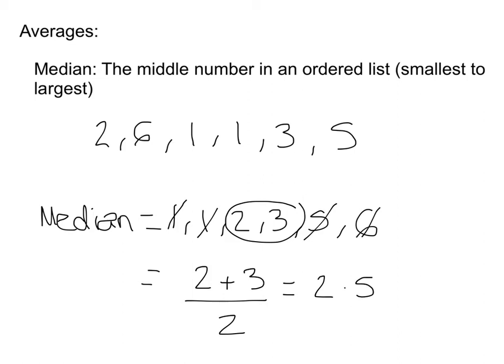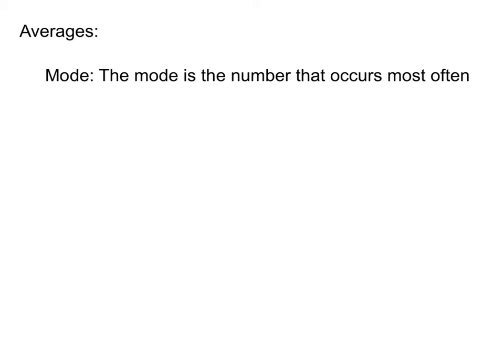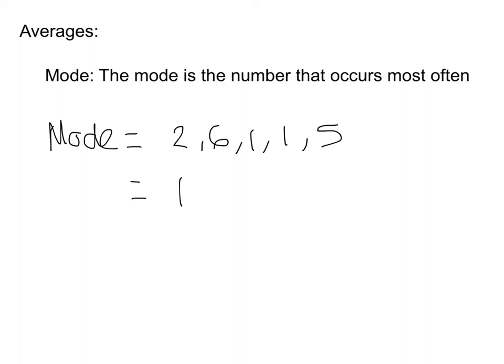So the median is just a middle number in an ordered list. Now we're going to take a look at the mode, and the mode is a number that occurs most often in a list of numbers. So again, if we wanted the mode, and the set of numbers they gave us was 2, 6, 1, 1, 5. We're looking at this list of numbers. 2 only occurs once, 6 occurs once, 1 occurs twice, and 5 occurs once, which means my mode is 1, because 1 occurred most often.